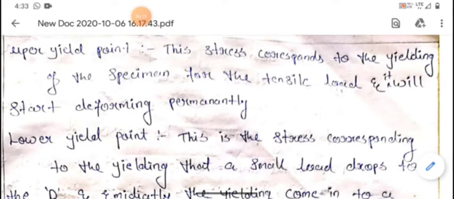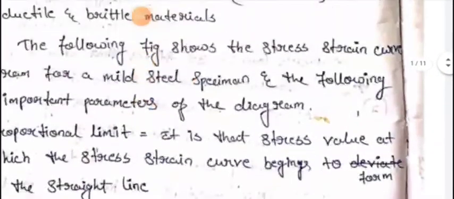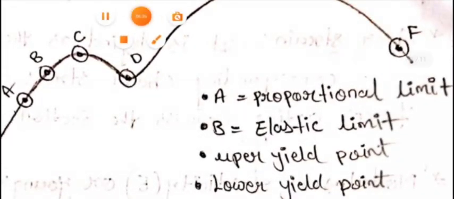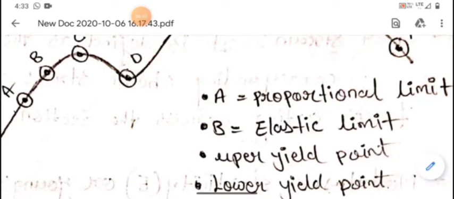The material yield point will collapse. So that point is called what? The lower yield point. Here it is shown in the curve. We will see first of all what the lower yield point is. The point D is called the lower yield point. Here point C is the upper yield point, and point D is the lower yield point.